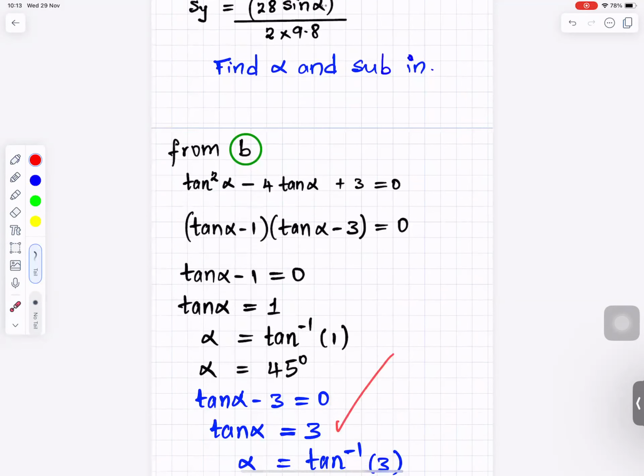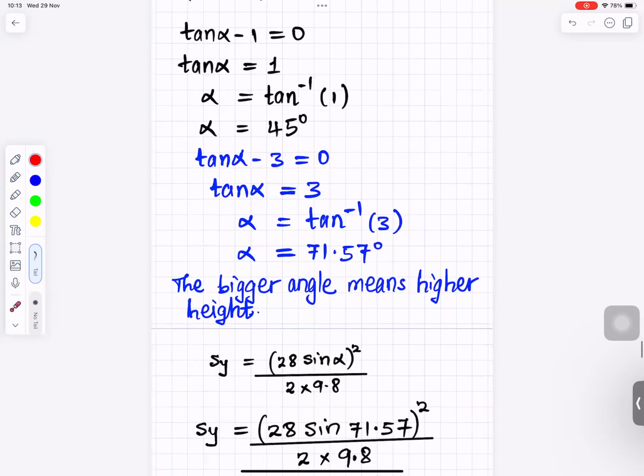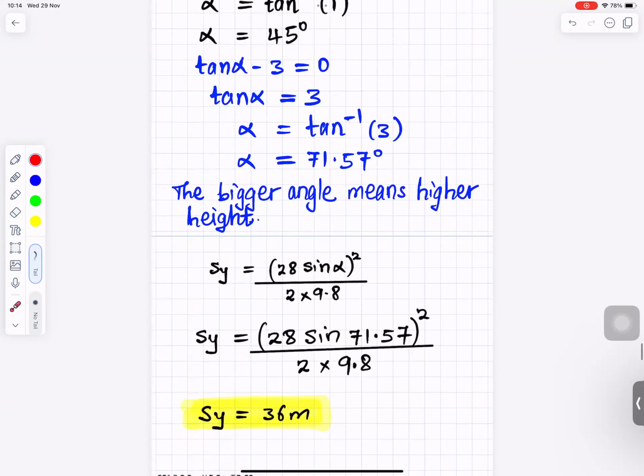And when tan alpha is 3, alpha is 71.57 degrees. So the bigger angle means bigger height. I'll show you a picture of that. When the angle is bigger, the height will be bigger. So we're going to use the bigger angle. You use 71.57, and that gives you SY to be 36 meters.